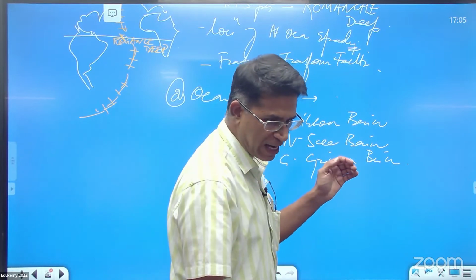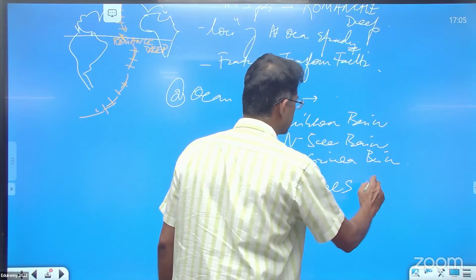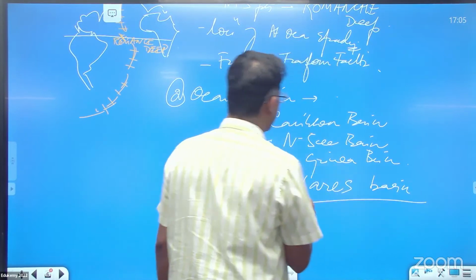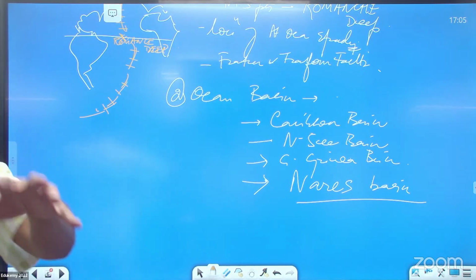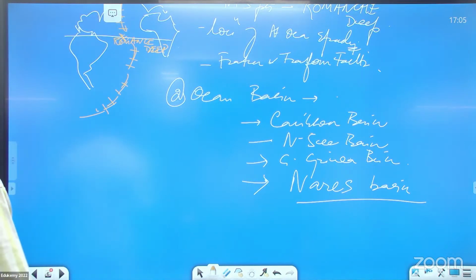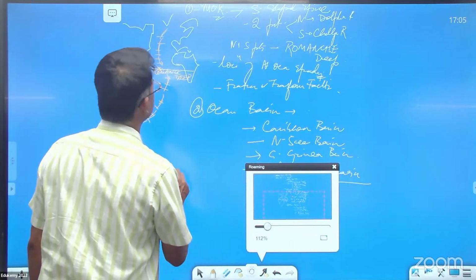there is a Nares basin. There is a Nares basin. Just note 3-4 names. The abyssal plains have basins. Okay, these are the two important features of the abyssal plains.